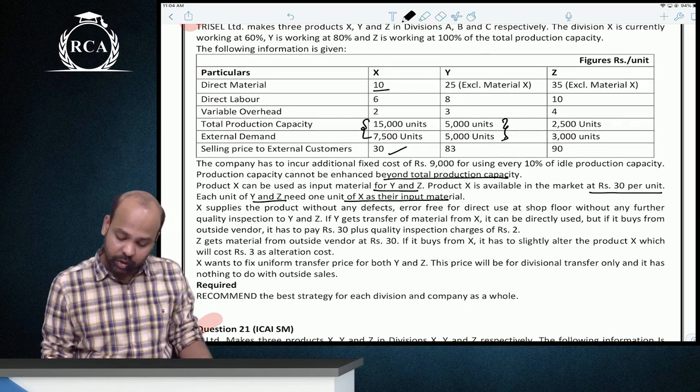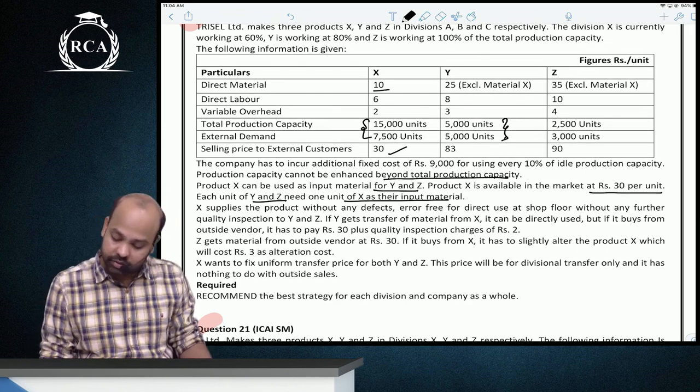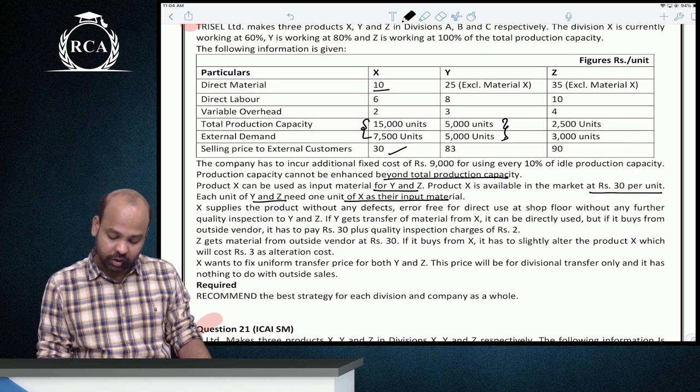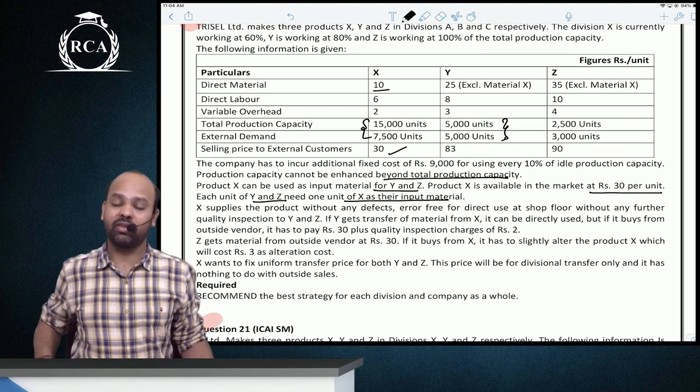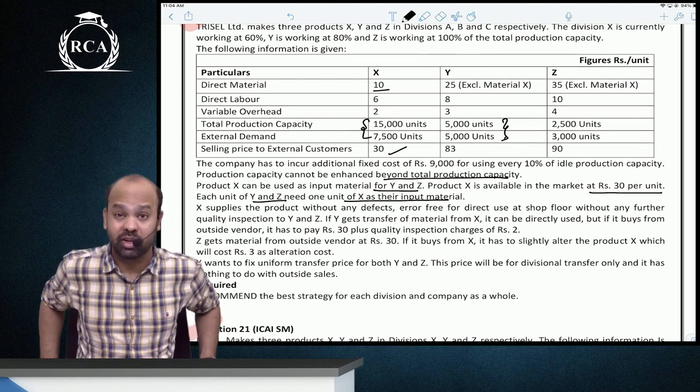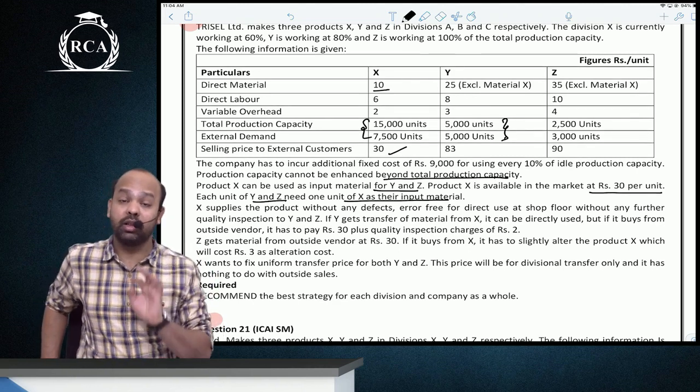X supplies the product without any defects, error free, guys, for direct use at shop floor without any further quality inspection to Y and Z. So in case division X is supplying this input to division Y and Z, they do not have to incur any further cost on it.